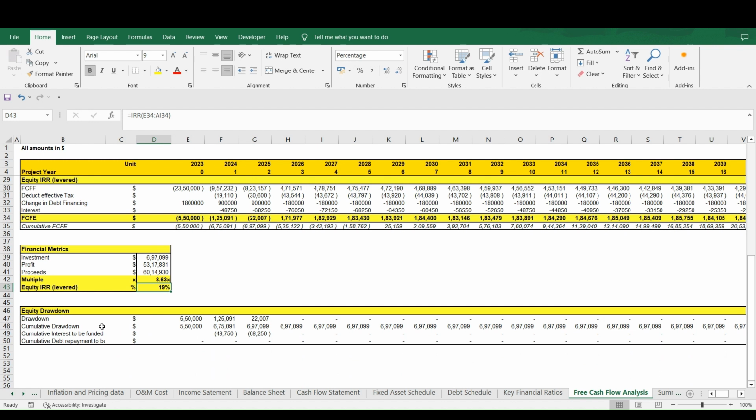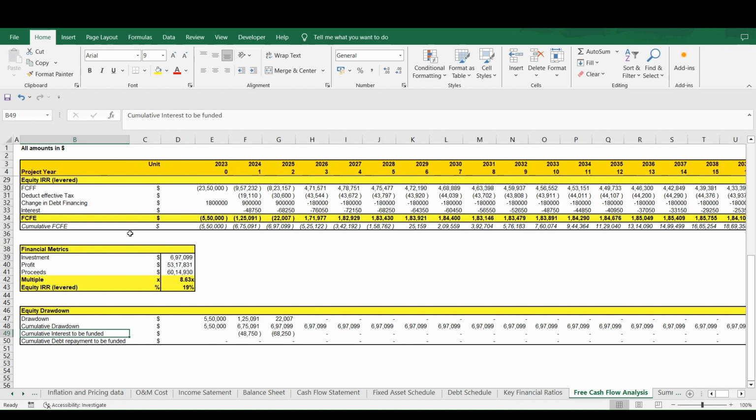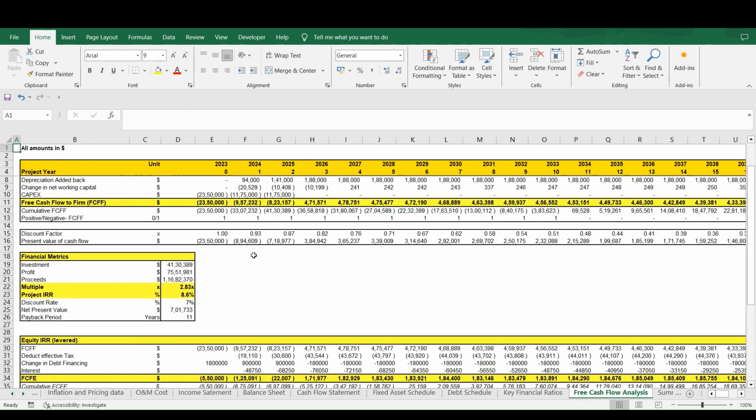So equity drawdown is here. So how much equity has been drawn down? This is the cumulative one. This is the interest that should be funded. So this is the interest that has to be paid off with equity. And lastly, the cumulative repayment that is to be funded. These were all the free cash flow analysis.